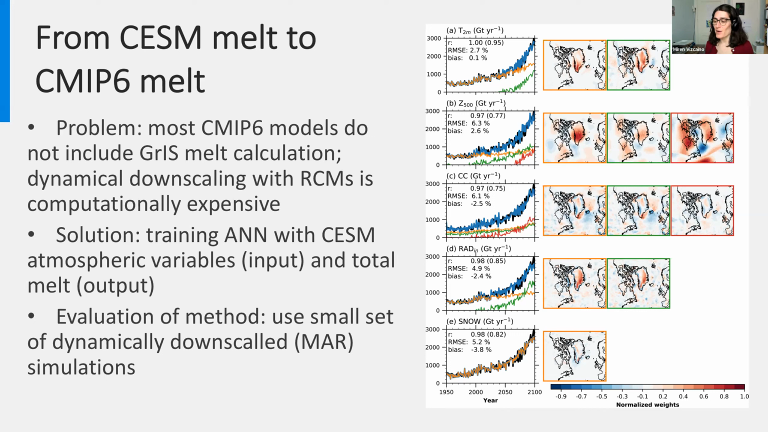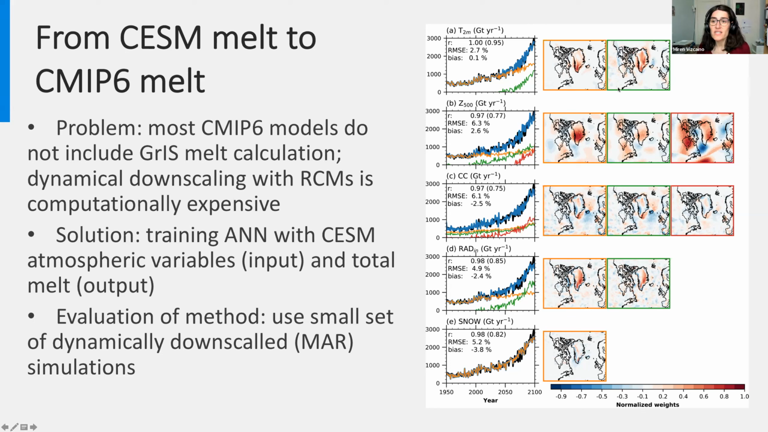So with that, we are performing a relatively inexpensive calculation of melt with the full CMIP6 archive. And this is something that we cannot achieve with dynamical downscaling with regional climate models, because it is very expensive. So we wanted to cover a little bit this gap. We cannot downscale with all regional climate models, so let's see whether we could use a neural network for that.